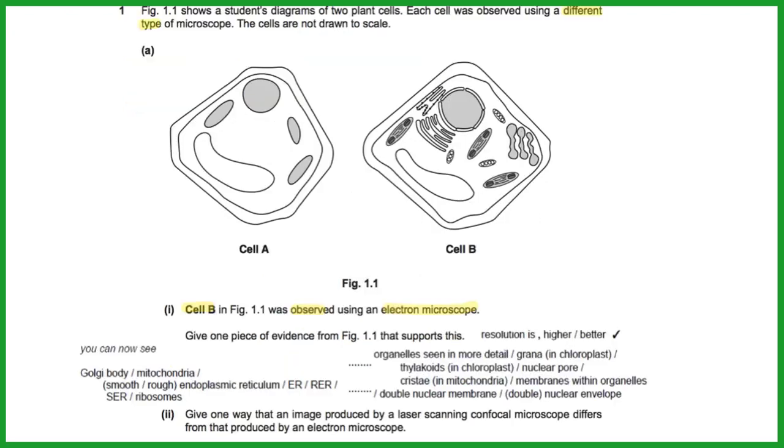And the mark scheme supports this. They give you a mark if you said that the resolution was higher or the resolution was better. Therefore you can now see grana in the chloroplasts, thylakoids in the chloroplasts, cristae in the mitochondria, the rough endoplasmic reticulum, you can see ribosomes. All of these things are evidence from the figure that would support the fact that it had been drawn using an electron microscope.